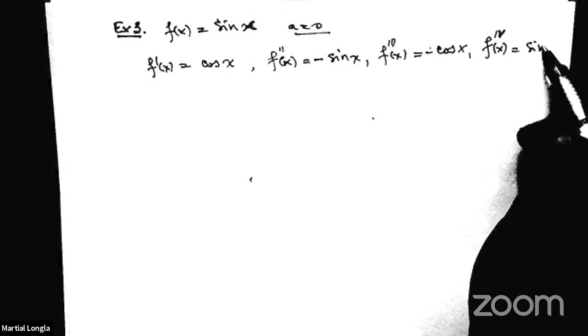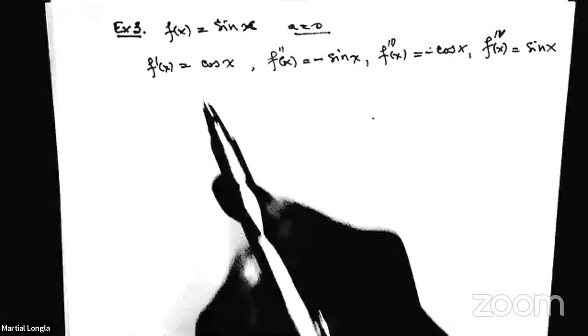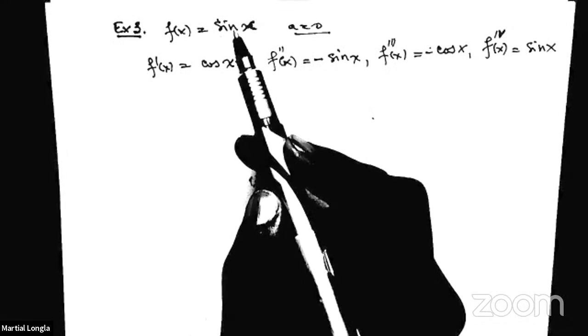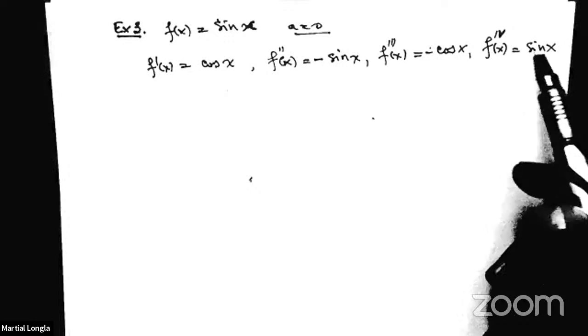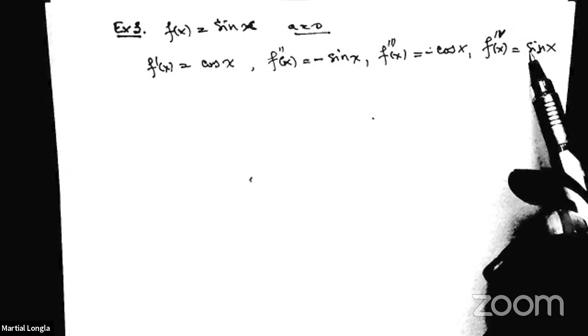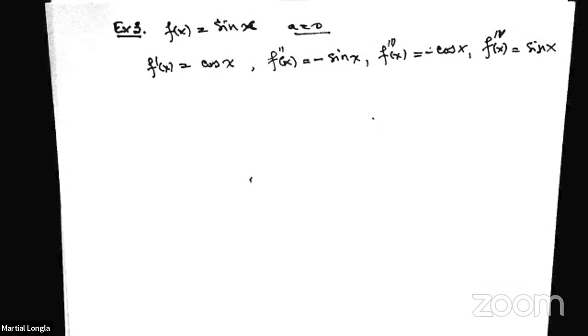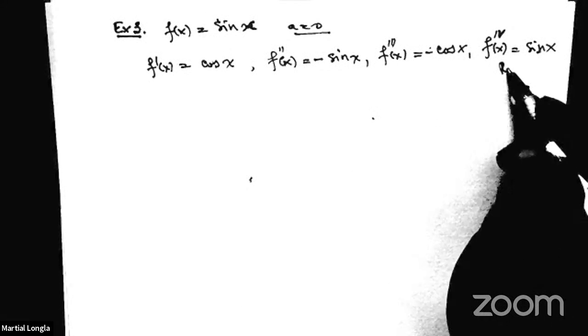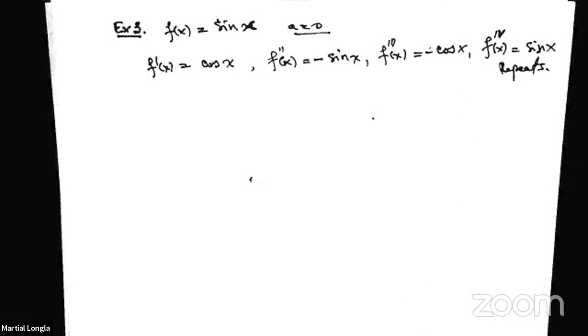Sine x. So you can see that when I started with the function sine x, after 4 derivatives, I am back to sine x. So I don't need to take more derivatives because I'm going to be getting the same thing repeating after every 4 numbers. So I just need to know the value for the first 4 terms and I can conclude for the others because they are going to be the same. So all others are going to repeat from here.